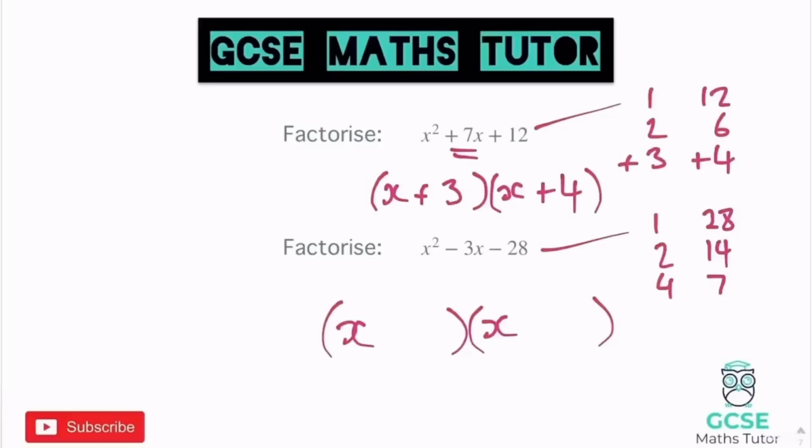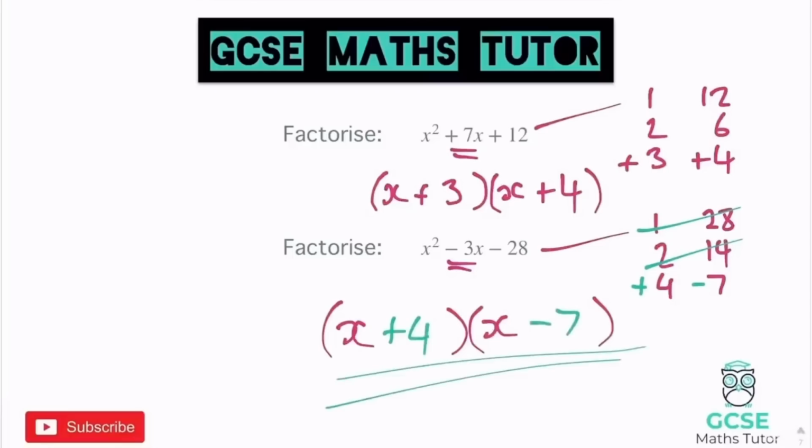So what have we got? We've got minus 3 in the middle. So we want to make minus 3. Well, we're not going to do that with 1 and 28. That's not going to work. 2 and 14, we could make 16, or we could make 12. That's not going to work. But 4 and 7, we could do plus 4, take away 7. That'd make minus 3. So plus 4 and negative 7. And that's our double bracket there finished.